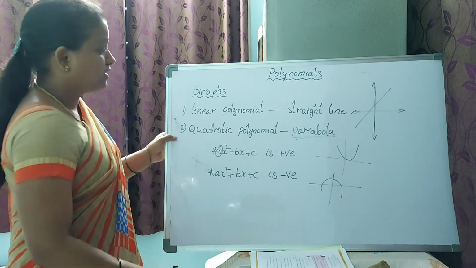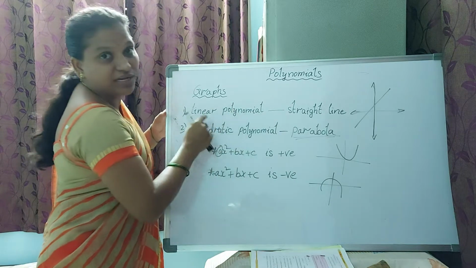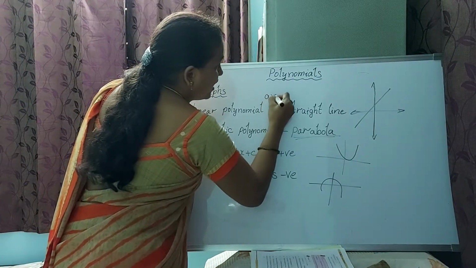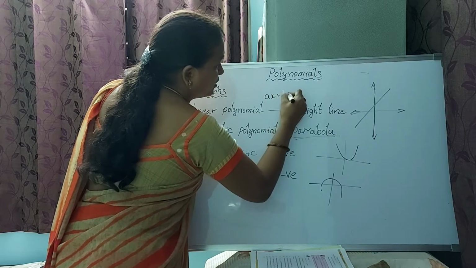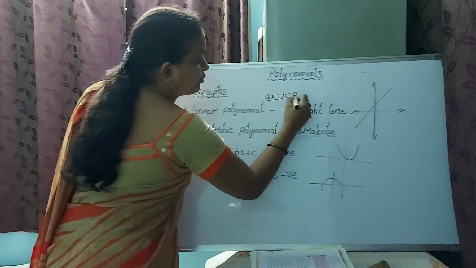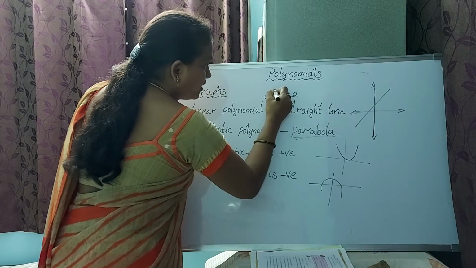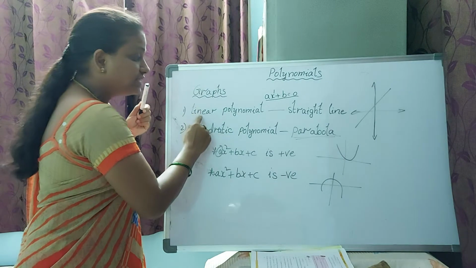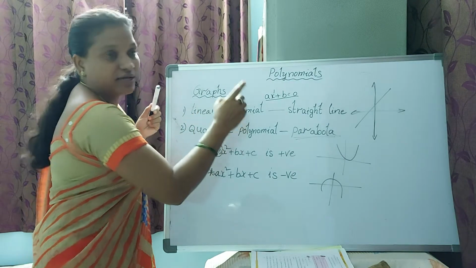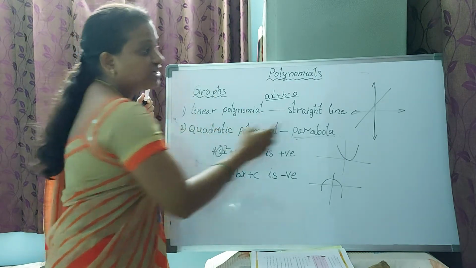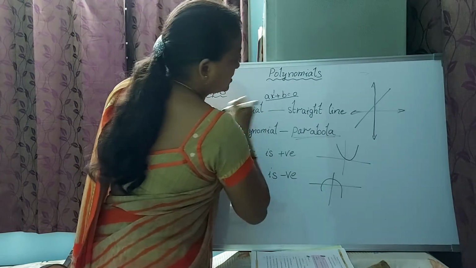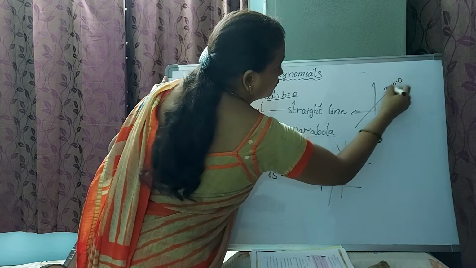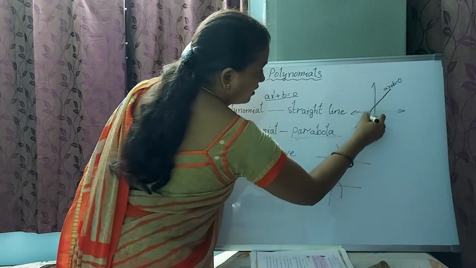Once we revise it. See, linear polynomial. Linear polynomial means ax plus b is equal to 0. This is a linear polynomial. If the degree is 1, we call it a linear polynomial. If you draw a graph for this linear polynomial, it is a straight line. This is ax plus b, ax plus b is equal to 0. This is the straight line.